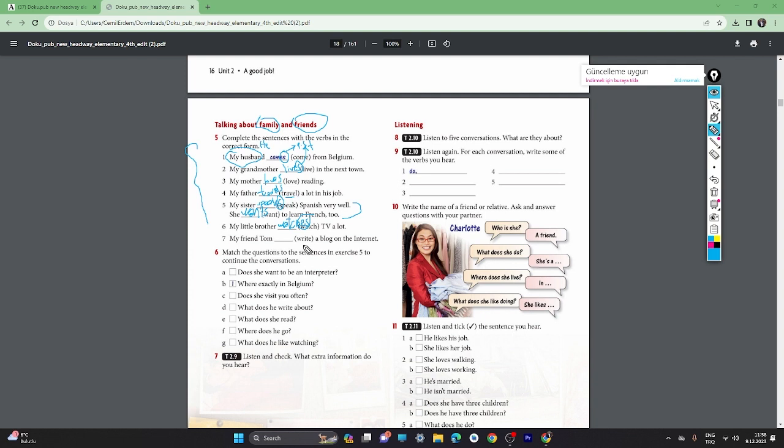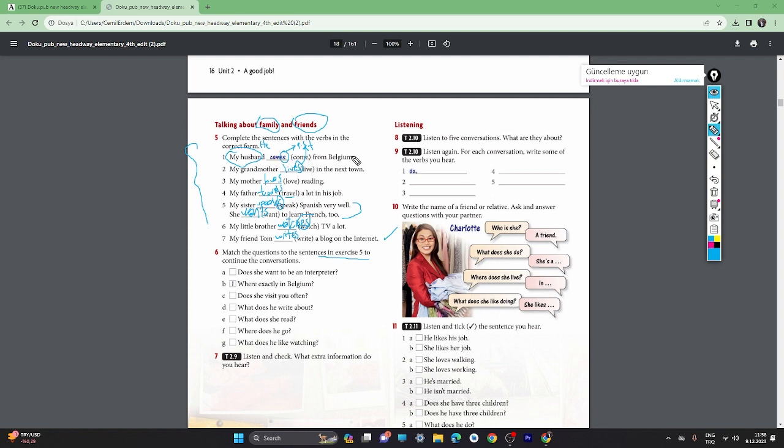My friend Tom writes a blog on the internet. He is not doing this job only today. He always does this job. That's why we use present simple tense. My friend Tom writes a blog on the internet. Okay, that's it. Let's match the questions to the sentences in exercise 5 to continue the conversations. Okay.